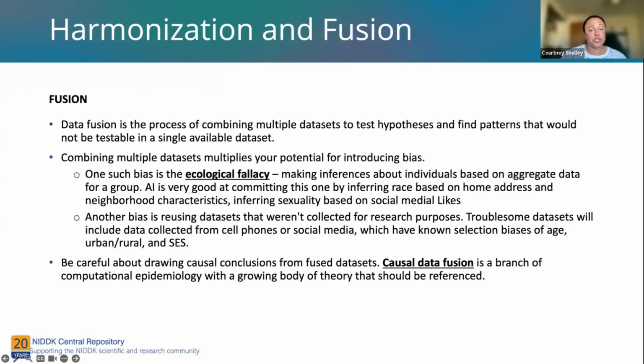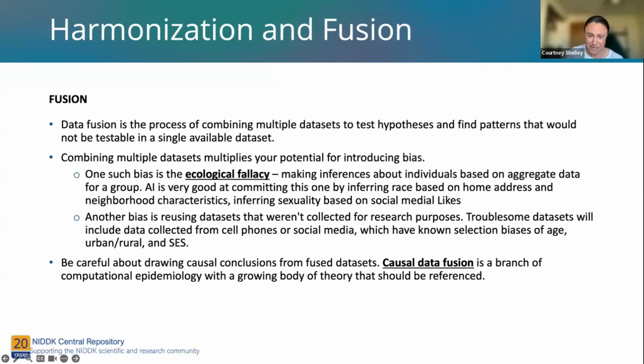And then finally, data fusion is a process of combining multiple data sets to test hypotheses and find patterns that would not be testable in a single available data set. Of course, when you add multiple data sets and data types, you're multiplying your opportunities for more bias. One of the big important biases here is the ecological fallacy, which you might have heard under many different names, as many different fields understand that when we make inferences about individuals based on aggregate data from a group, that is inferring things about a person that may not be true.